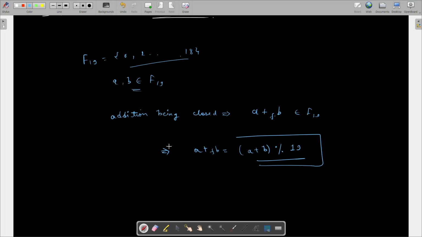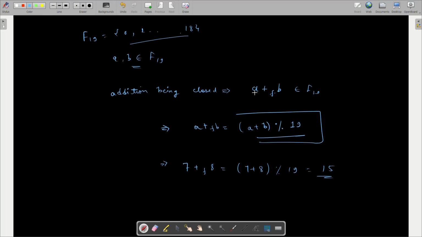For example, let's say 7 plus f 8. If I take this as an example right now, what would the answer be? I'll do 7 plus 8 modulo 19. The answer would be 15, and 15 is a part of F19, and you can take any two values and you would always get an answer within this finite set, right? So we take any two numbers in the set, we add them and wrap around the end to get the sum, and we are creating our own addition operator here, but the result is a bit unintuitive.